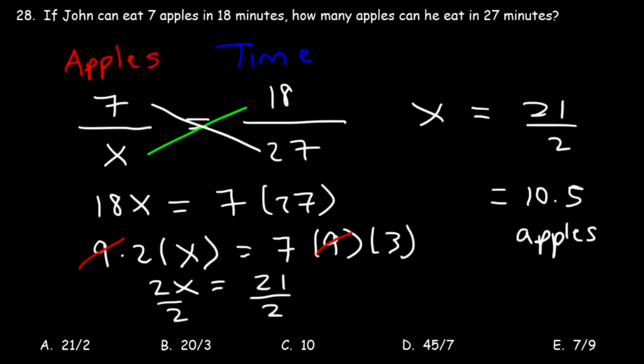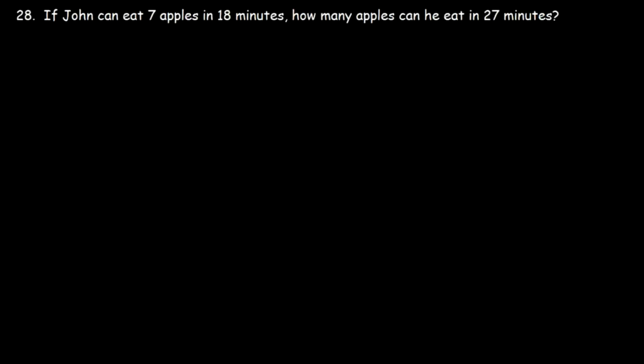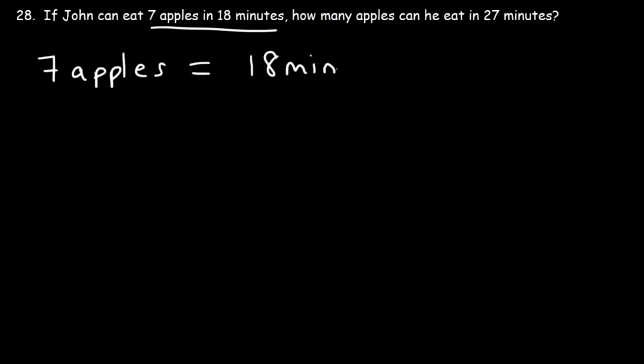So if in 18 minutes he can eat 7 apples, in 27 minutes he can eat more. He could eat 10.5 apples, or 21 over 2, which means A is the answer. Now let's get the same answer using a conversion. The conversion is this statement here. 7 apples is equal to, or corresponds to, 18 minutes. So that's the conversion factor. Now here's what we're trying to convert. We need to convert the number of minutes into the number of apples. So let's start with what we have, which is 27 minutes over 1.